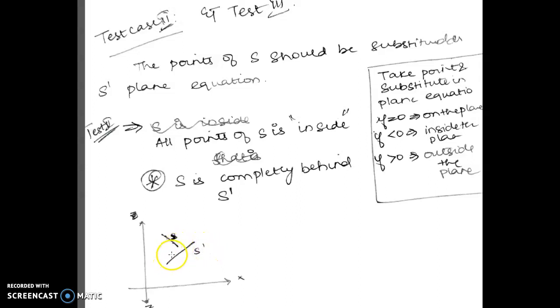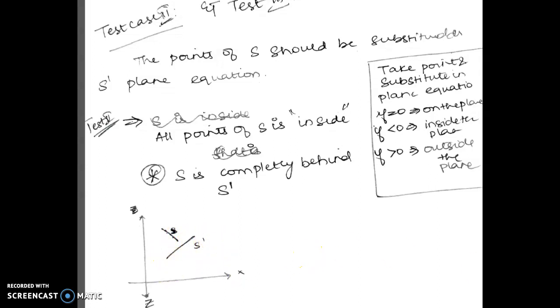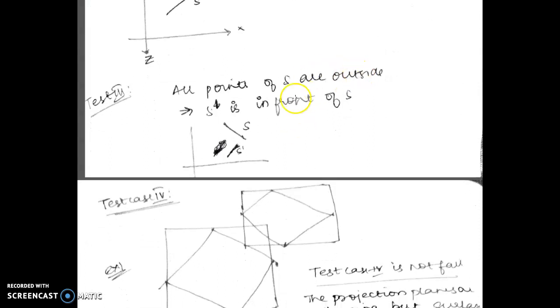You can see in test 2 that test 1 has already failed. That is, there is an overlap between X and Y values. So if test 1 fails, we do test 2. The test 2 figure looks like this. That is, S is completely behind S dash. In test 3, all points of S dash are outside, and S dash is completely in front of S. You can see here that this S dash is completely in front of S. If you consider some points of S and substitute in S dash, some points will be greater than 0, and this point, if substituted in S dash, will be less than 0. If this happens, then test 3 also fails.